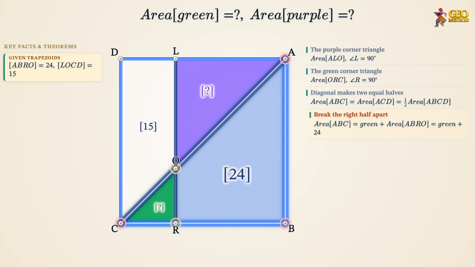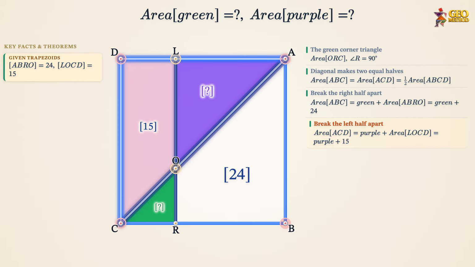Slice the right half along the level line. The triangle IBC is made of exactly two pieces: the green triangle ORC and the 24 trapezoid IBRO. So, the right half equals the green area plus 24.